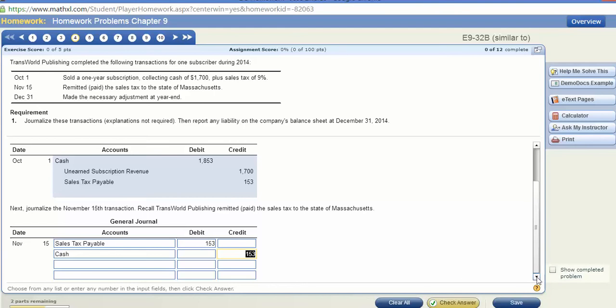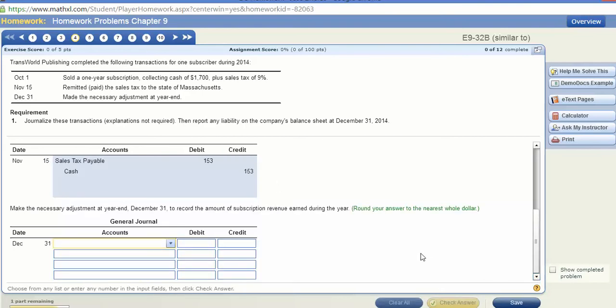So basically what you're saying is, hey, okay, it's November 15th. We're going to pay the sales tax. So we credit cash. Our cash drops. That's dropping that original amount, right? 1853 down by 153. And then the sales tax payable, you're taking it off the books. If not, this payable would be on the books forever. You know, that's why you're paying it.